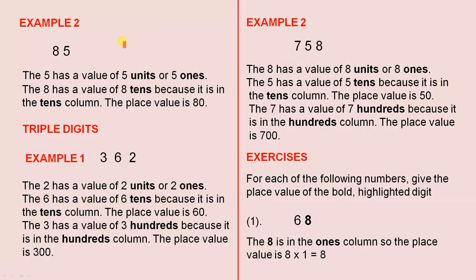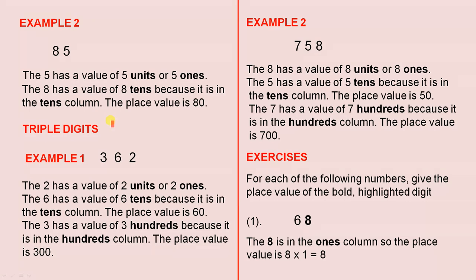Example 2, 85. The 5 has a value of 5 units or 5 ones. The 8 has a value of 8 tens because it is in the tens column. The place value is 80, because 8 tens are 80. And this one, 5 ones are 5.